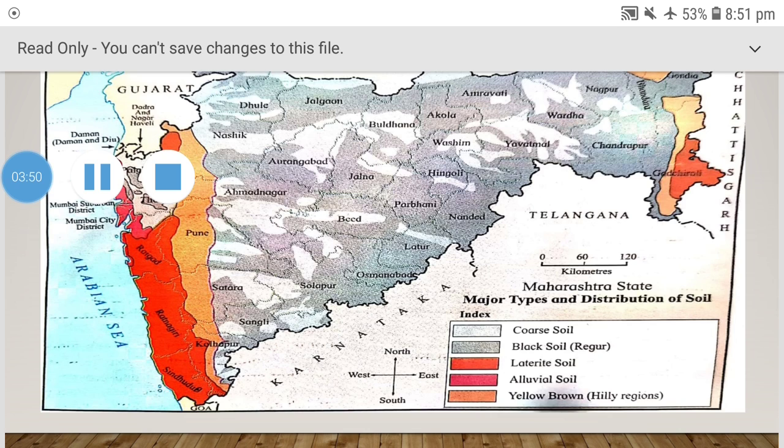So let us see the different types of soil. There is coarse soil, black soil which is also called regur soil, laterite soil, alluvial soil, and yellow brown soil which is in hilly regions. Now here are a few questions which I am going to ask you. You can also refer to page 42 for your questions. You will see the map, check the index, and answer me.